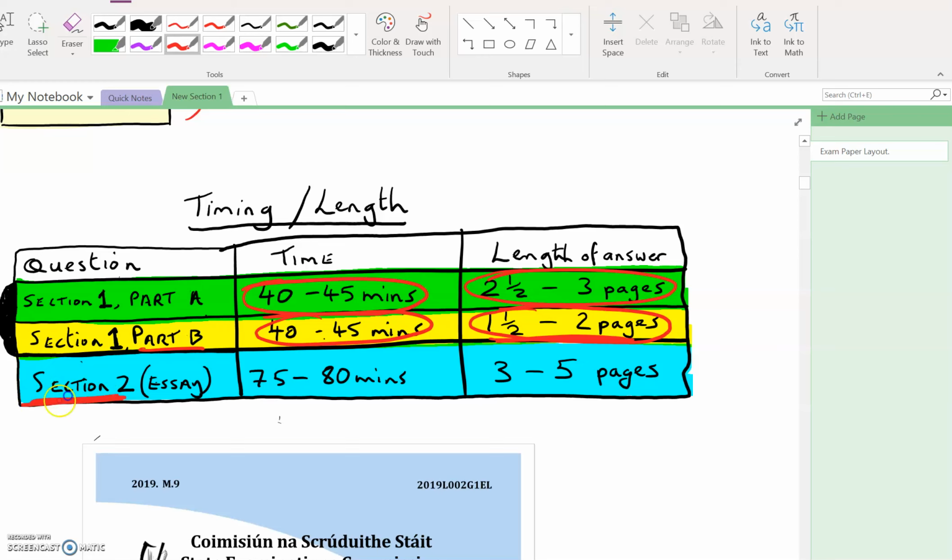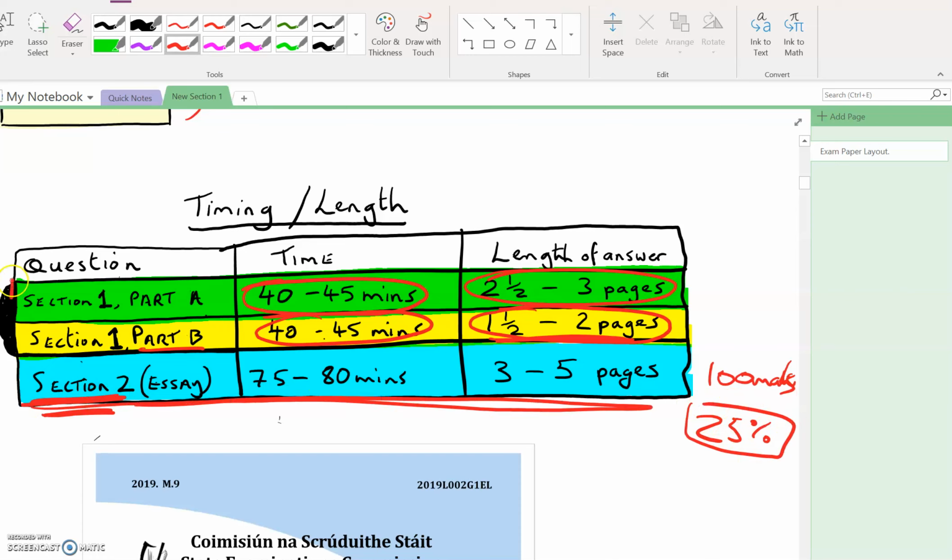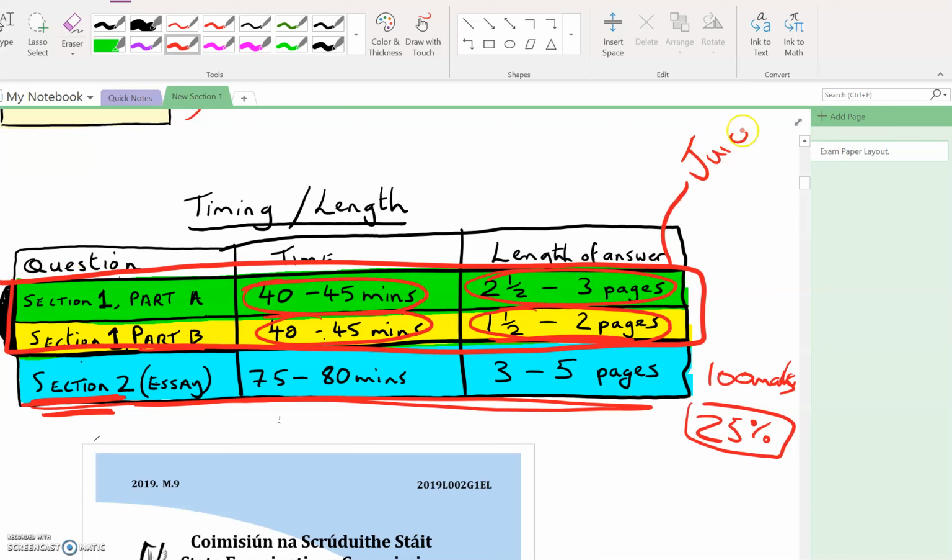And then the section 2, the essay question, the one that's worth, remember, 100 marks, which is 25% of your overall English grade. You save this till the end. You leave this till the very end, because doing section A and B in section 1 helps get your creative juices flowing. It eases you into the exam. If you jump straight into section 2 to try and write the essay first, it's hard to write an English essay cold. This is your very first exam in the Leaving Cert. It's very difficult to do that.